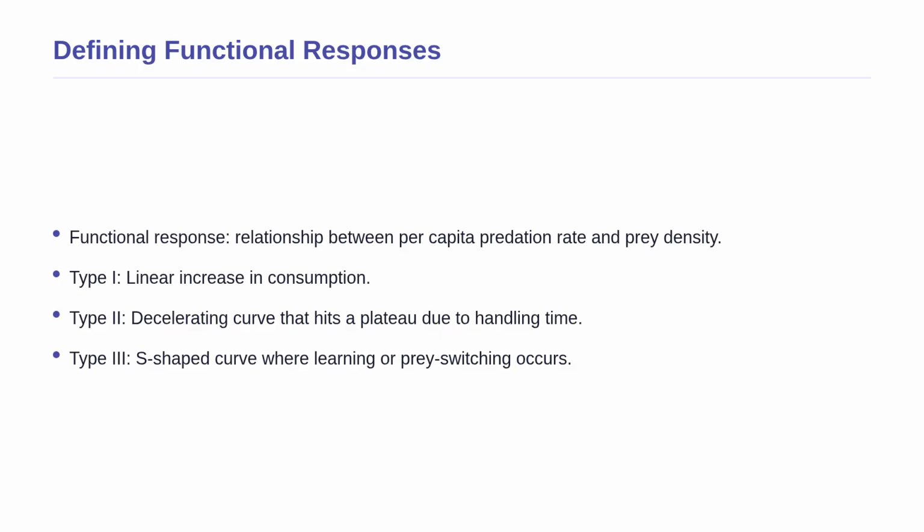Type 1 is a linear increase. Type 2 is a decelerating curve that hits a plateau due to handling time, just like getting full at the buffet. And type 3 is an S-shaped curve, where learning or prey switching occurs.